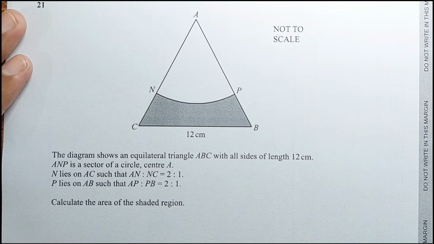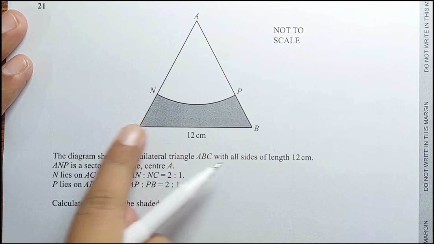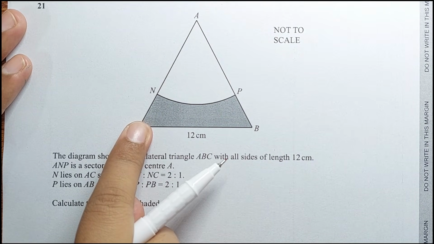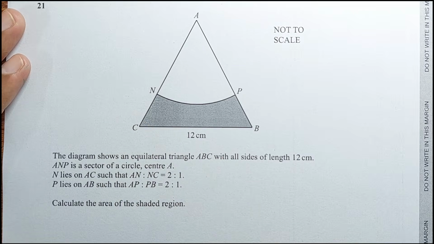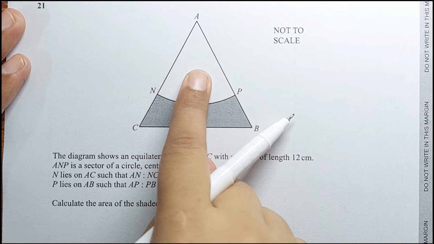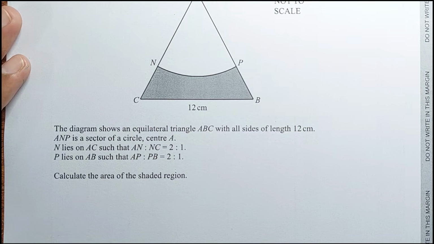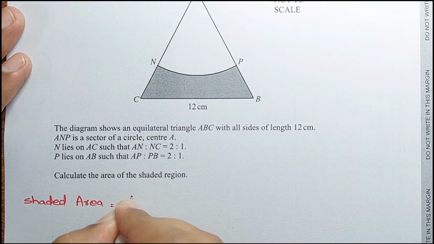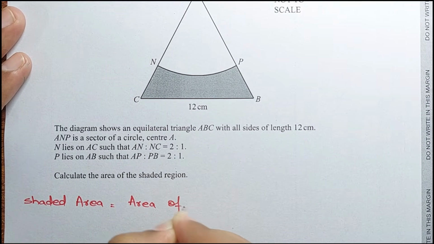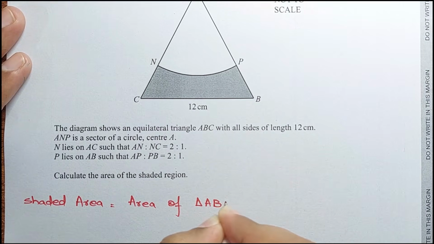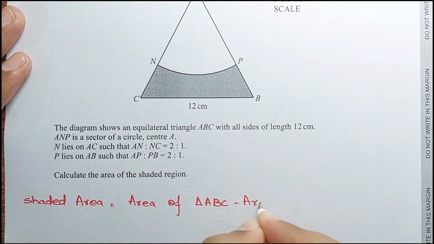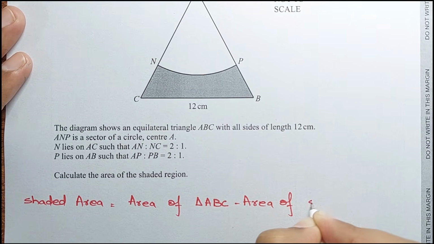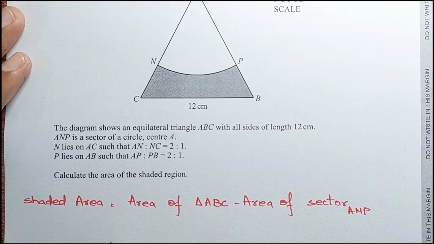So for the area of the shaded region, we can first find the area of the equilateral triangle, and then subtract the area of the sector, because the sector is not shaded. We will get the shaded area. The shaded area is the area of equilateral triangle ABC, from the whole area, subtract the area of the sector.